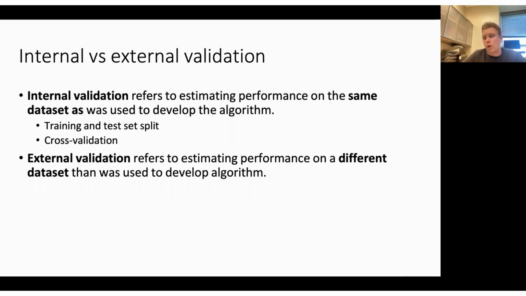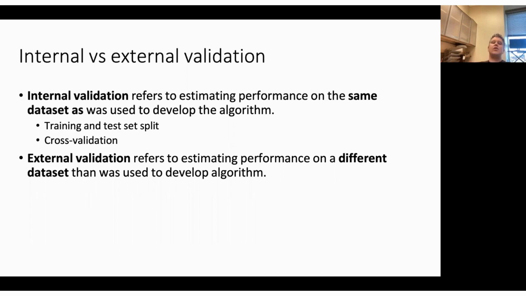Another important concept is what we call internal versus external validation. For some of you who have been working in clinical trials, this is often called internal versus external validity. Internal validation refers to estimating the performance on the same data set as was used to develop the algorithm or the marker. Here we say the same data set, but we are still doing it on different data points. That can be done in several ways. Two common ways are the training-test set split and cross-validation. I will go into details about what that means later.